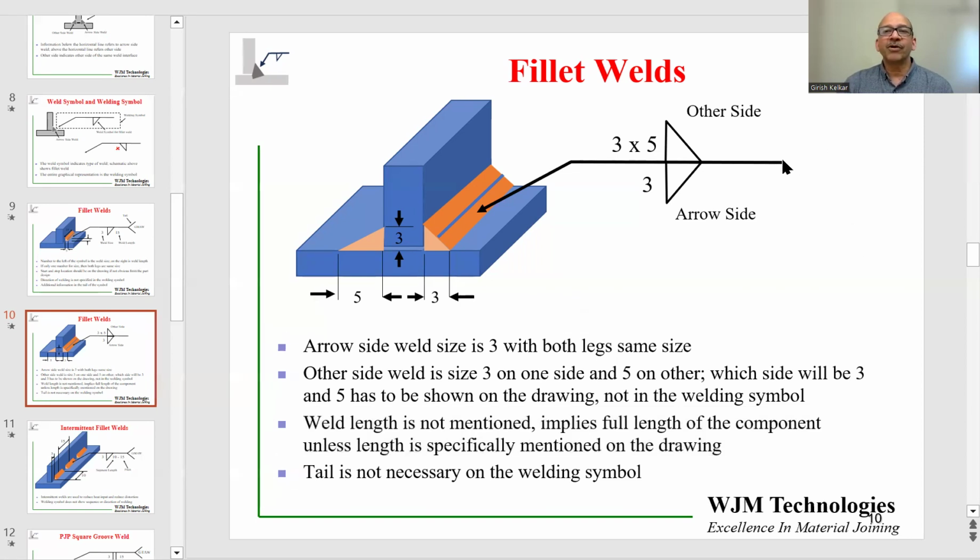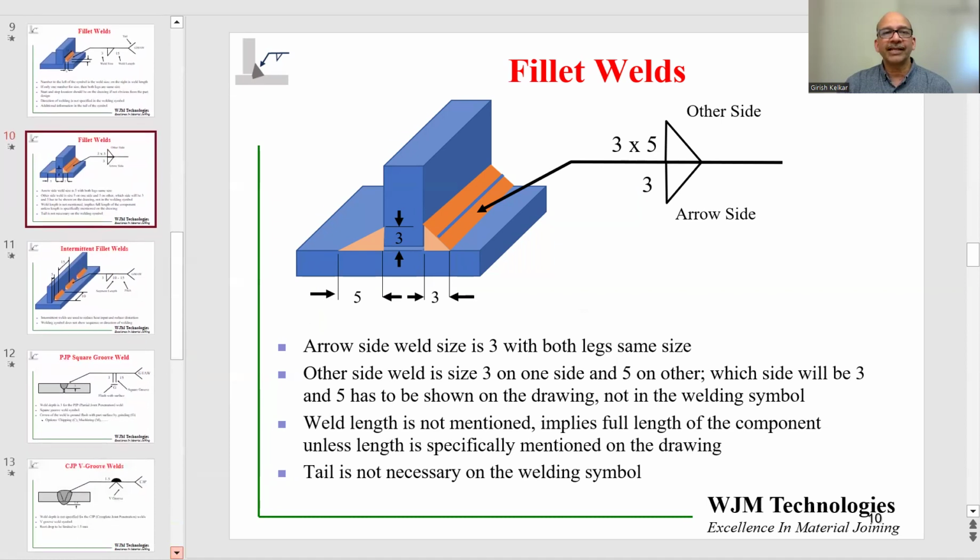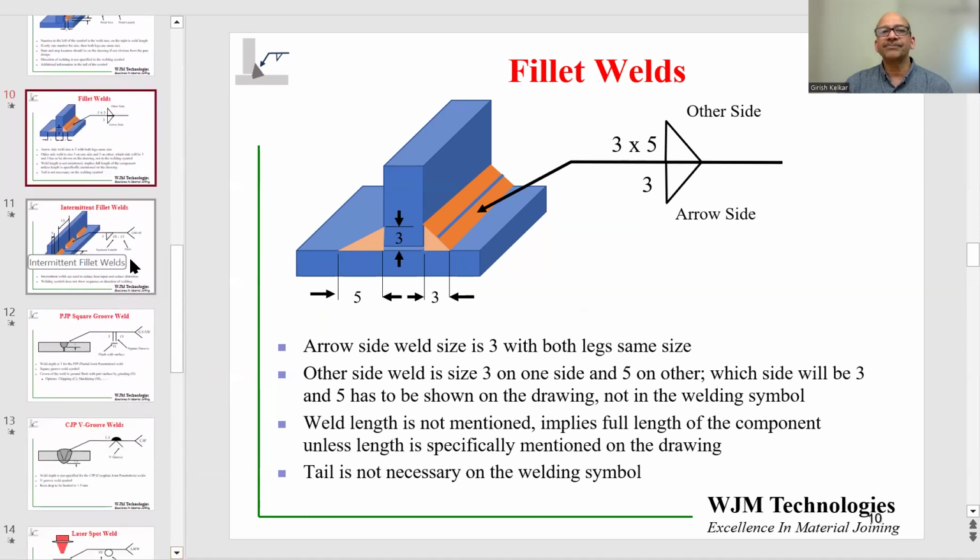In this welding symbol, we also do not show the tail. Now, the tail is not a necessary component of the welding symbol. Tail is optional. So if there's no information to be shared in the tail, you don't have to show the tail in the welding symbol.